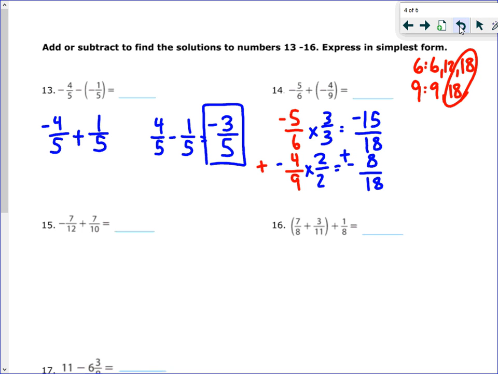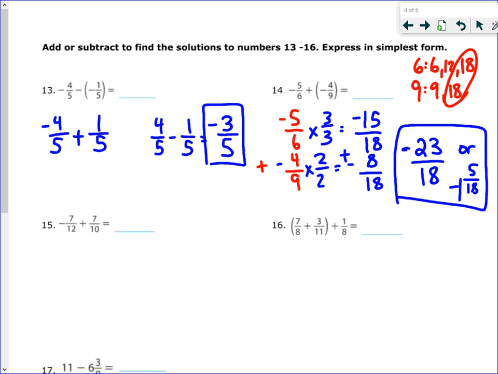So 15 plus 8. Remember, they're the same sign, so we're adding these. So 23, we keep the denominator, keep it negative because they were both negative. If you need to do it as a mixed number, there's 5 left over, so negative 1 and 5/18. So negative 23 over 18 is your final answer.